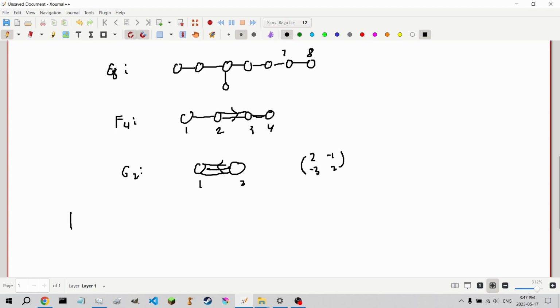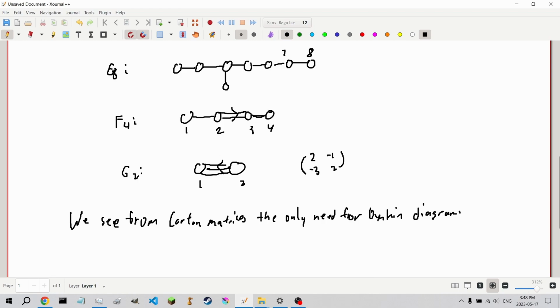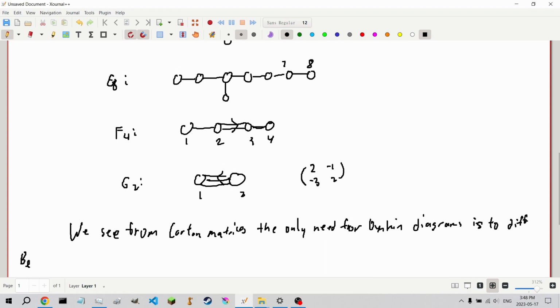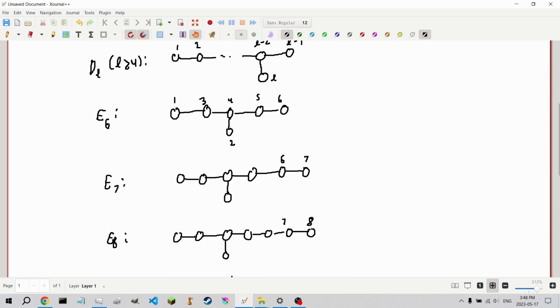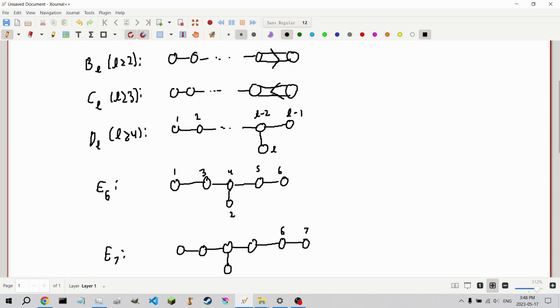And so we can also see from the Cartan matrices the only need for the Dynkin diagram is to differentiate B_L and C_L, because the structure of the Lie theory is otherwise unique. It's just that B2 and C2 are ambiguous.